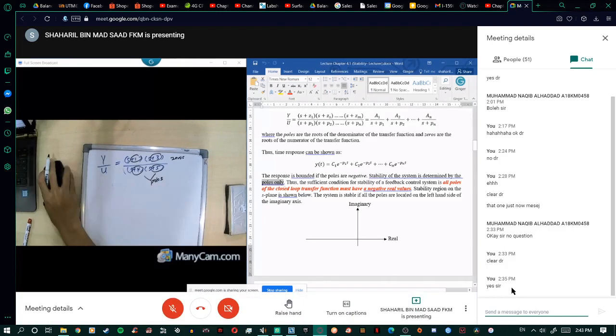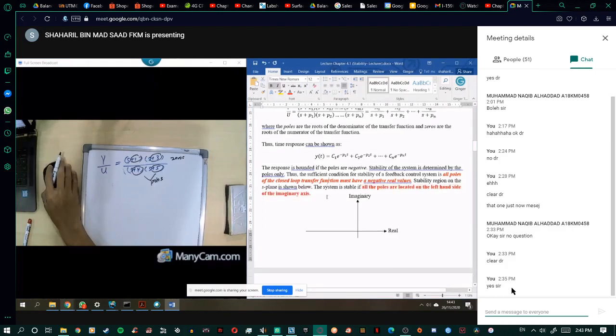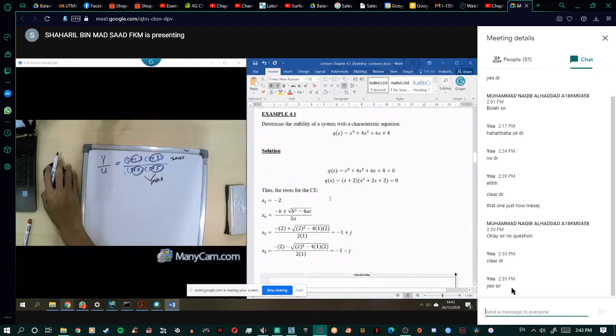There is one statement that all poles of the closed loop transfer function must have a negative real value. So when all the poles have negative values, you can say that your system is stable. The system is stable if all poles are located on the left hand side of the imaginary axis. This is another way of saying it. We will look into that. This is only the theoretical part.